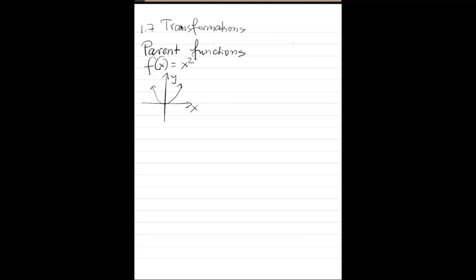It's a parabola, opens up with vertex at the origin. So this is the quadratic function. F of x equals x to the third. This is a representative from the cubic function, and this is what the graph looks like. F of x equals square root of x. It only takes positive numbers or zero, so it's just in the first quadrant, this graph. And the other parent function, we're going to talk about it later, but let's use those three.